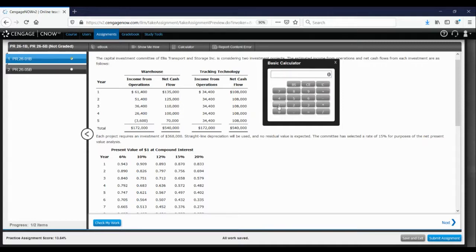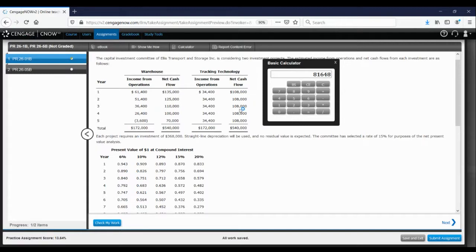Let me put that in the calculator again. 108,000 was your cash flow times 0.756. That's the second year's table value amount, and that will give you 81,648 as the present value in year two.